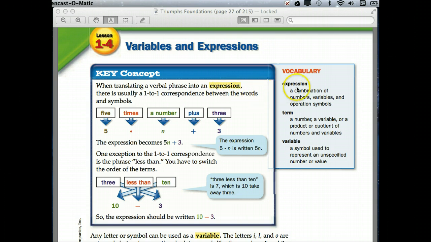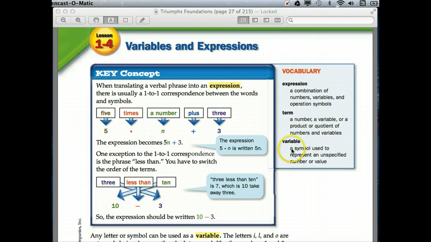Our vocabulary is expression, and that is a combination of numbers, variables, and operation symbols. So we're talking about regular numbers and letters of the alphabet, and whether we're going to add, subtract, multiply, and divide. Another vocabulary word is term. That's a number, a variable, or a product or quotient. Do you remember what operations give us a product or a quotient? Okay, product is when we multiply, and a quotient is when we divide.